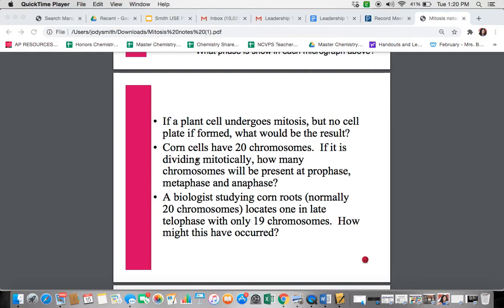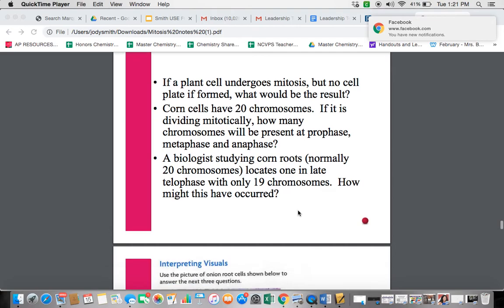It says corn cells have 20 chromosomes. If it is divided mitotically, how many chromosomes will be present at prophase, meta, and ana? That's still 20. 20, 20, 20. Nothing changes. A biologist studies corn roots with 20 chromosomes, and he locates one in late telophase with only 19 chromosomes. That might have occurred because some of the chromosomes didn't separate properly. So 19 chromosomes could be a result of faulty mitosis, which happens, and we'll talk about that as well.